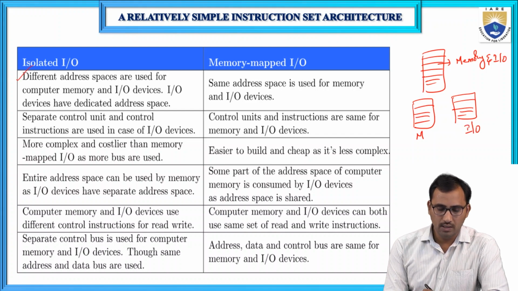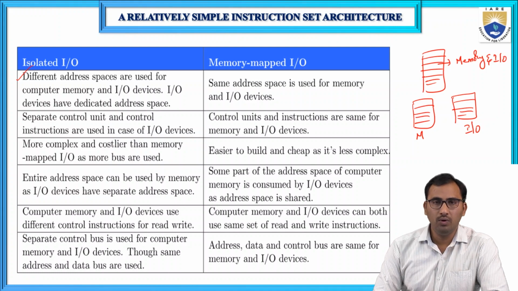Next one, a separate control unit and control instructions are used in case of I/O devices. In isolated I/O, we are using different control units and different control signals in order to access the memory as well as I/O devices. Whereas in memory mapped I/O, the control units and instructions are the same for accessing memory and I/O devices.